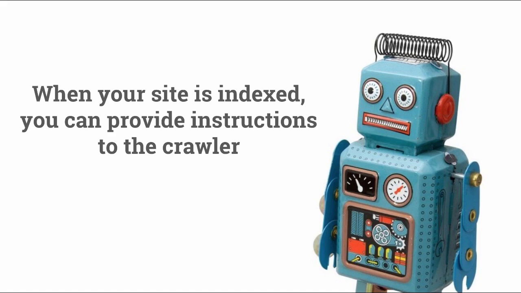Let's say that we have either portions of the site that don't have a lot of value, or we have the alternative where we have pages that we absolutely want to make sure show up in the index. How can we do that? Well, we can do that with robots.txt.